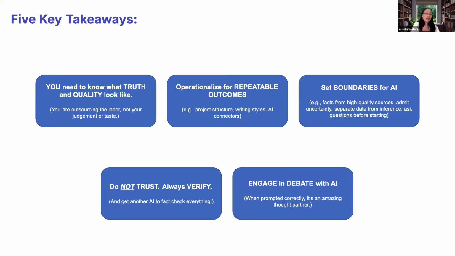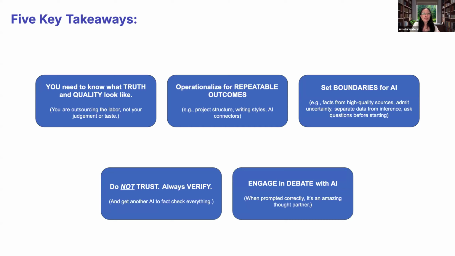The second key point is you want to start to operationalize for repeatable outcomes, right? Things like project structure, writing styles, the connections between your AI tools. It seems like a bit of a hassle when you get started. You're like, well, it's just one chat. You don't know if that one chat's going to become many. You don't know if that one chat's going to be the start of multiple things. So invest some time into how you're going to structure your projects, how you want to put the key foundational pieces in place so that you can repeat consistently.